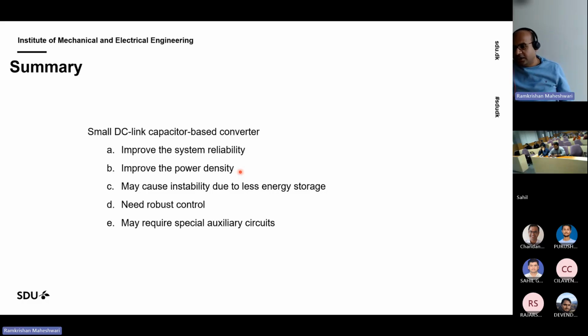It may cause negative impedance instability, less energy storage, so dynamics is poor, so it's not suitable for application where you need high dynamic performance. And it needs a robust control because you don't have any energy storage, so you cannot rely on the big capacitor or something to take care of the disturbances. So you need to be very, very prudent in designing the control. And sometimes it may need an extra auxiliary circuit to enhance the performance.